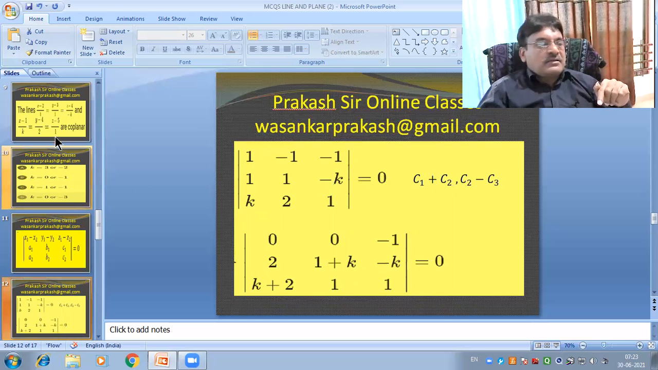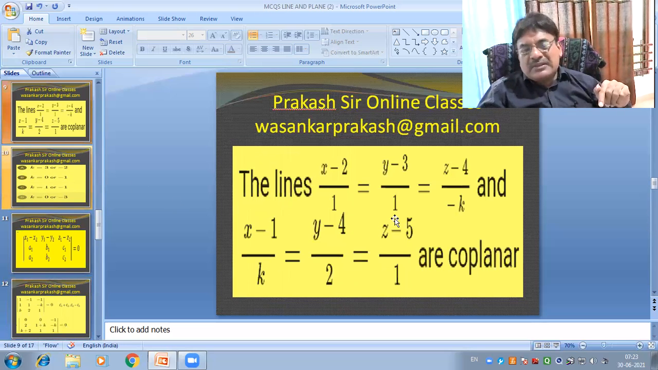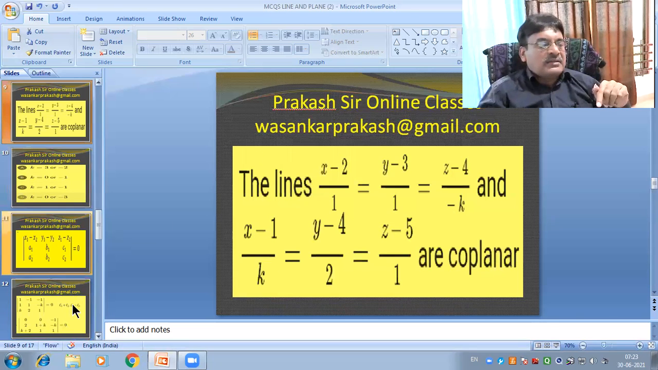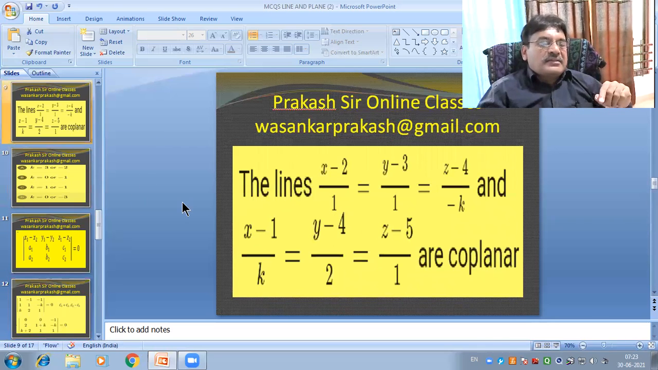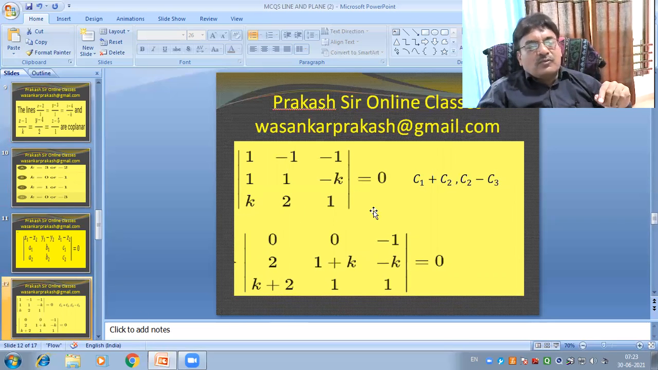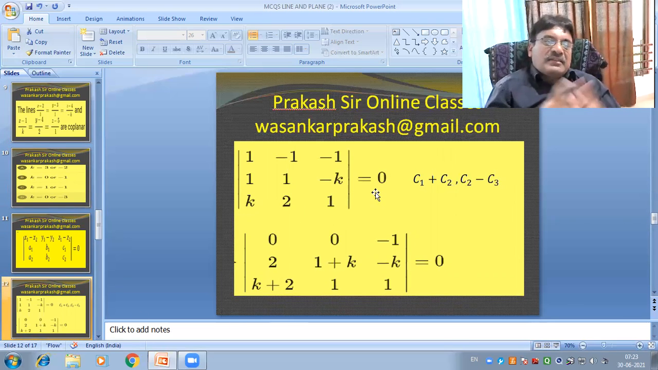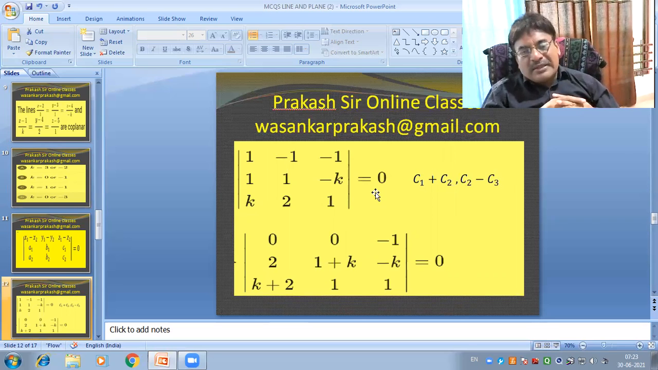The direction ratios of the first line are 1, 1, minus k, so we write in the second row 1, 1, minus k. The direction ratios of the second line are k, 2, 1, so we write k, 2, 1, which equals 0. Then we evaluate this determinant. This is a determinant of order 3 by 3, and you know the process for evaluating it.